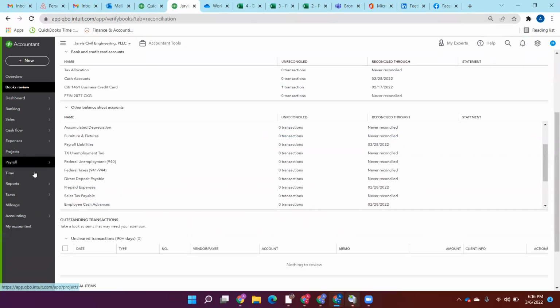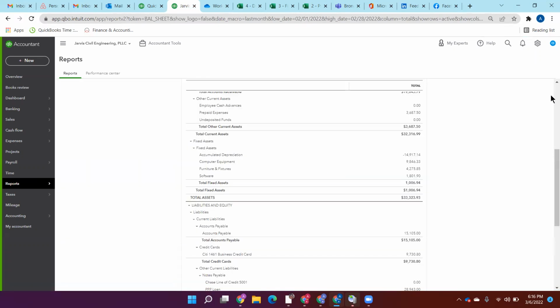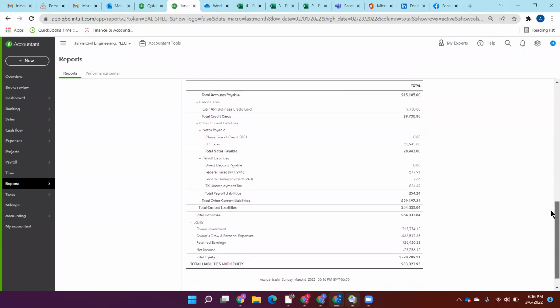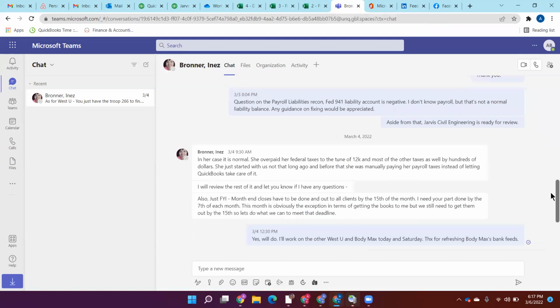So let's go back to the balance sheet. Let's see what the liability section looks like. So within the liabilities, under payroll liabilities, the only thing she has is just the taxes. And I asked her about the negative balance on federal taxes. Is that a prepaid? She said in her case, it was normal because she overpaid her federal taxes. And she just started with them.